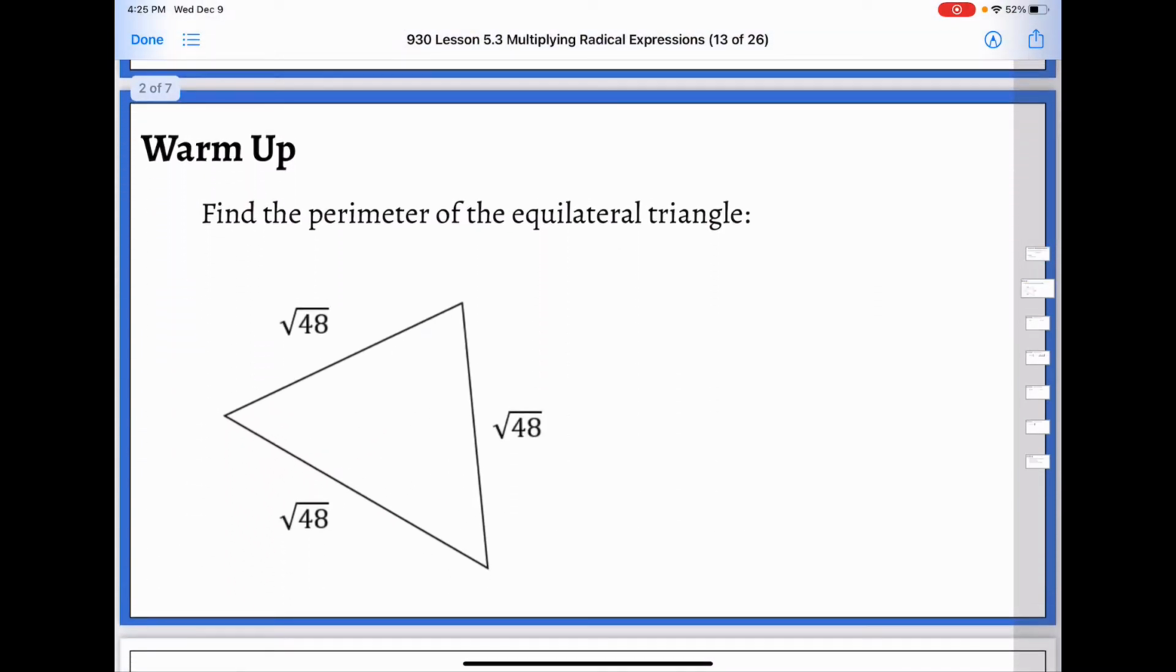So your warm-up says to find the perimeter of this equilateral triangle. So you notice that all three of those side lengths are the same. The side length is the square root of 48, and you need to find the perimeter. Go ahead and pause your video and do that.